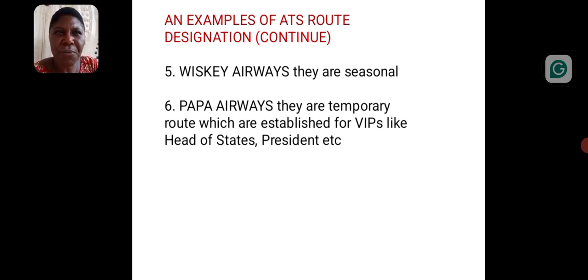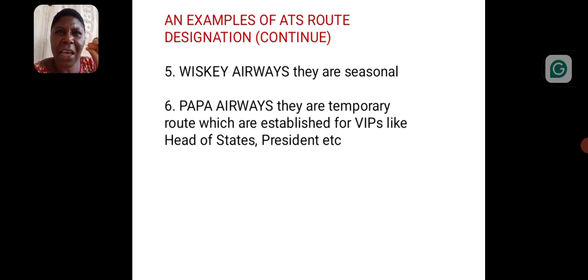The Romeo, the Golf, the Bravo, the Whiskey and the Papa. So these are the different air routes which pilots use to navigate their way to their various destinations.